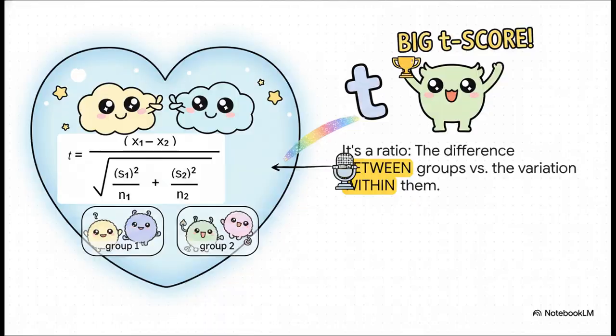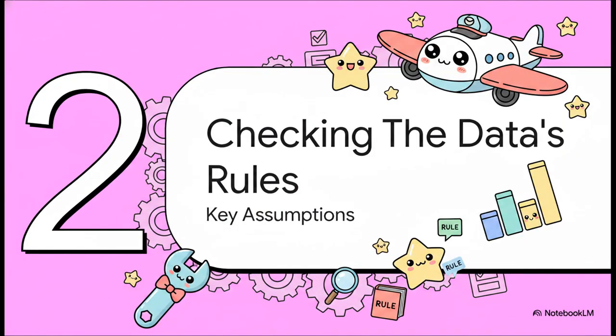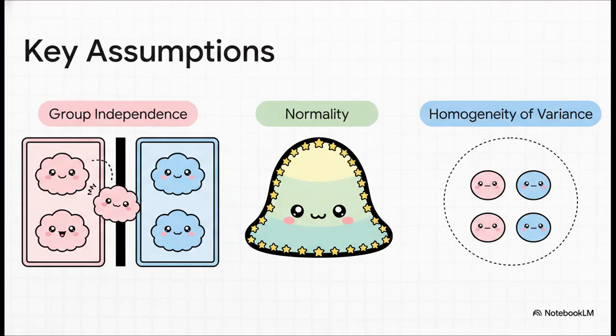that background noise. But hang on, before we can use this awesome tool, we've got to make sure our data is playing by the rules. It's kind of like a pilot doing a pre-flight check. We have to check a few key assumptions to make sure our final results are going to be valid. And there are three main rules on our checklist. First up, group independence. This one's easy. A person is either in the male group or the female group. They can't be in both.